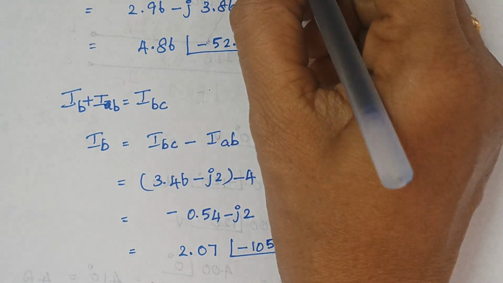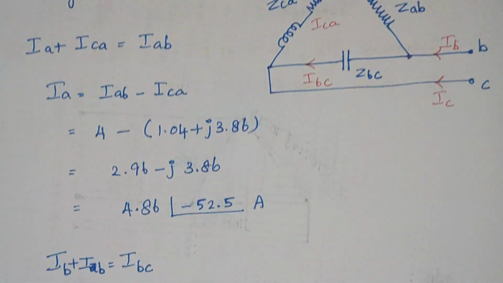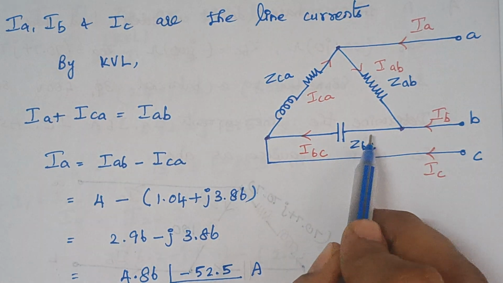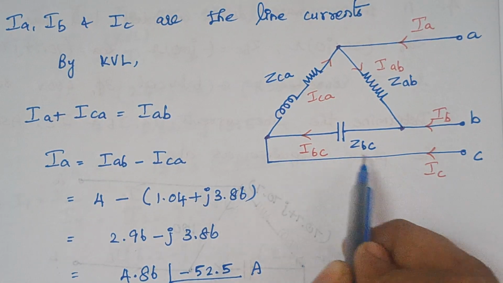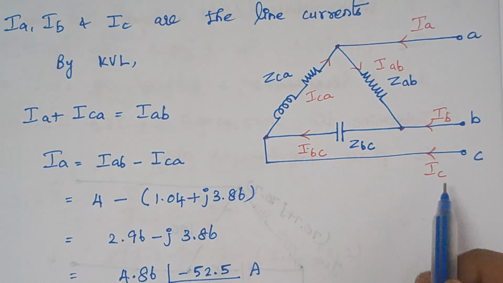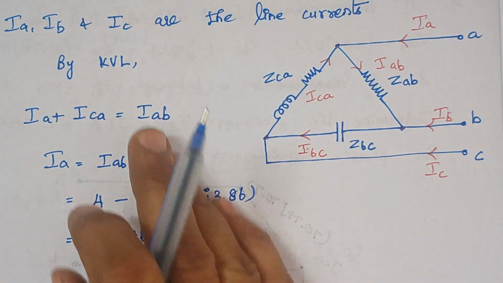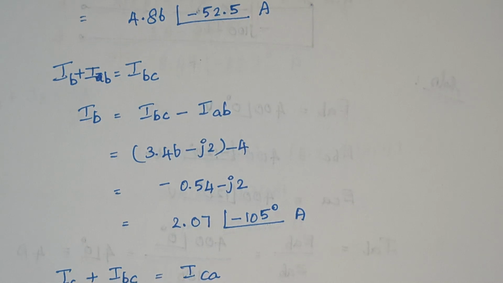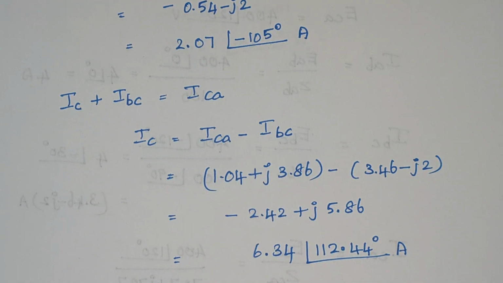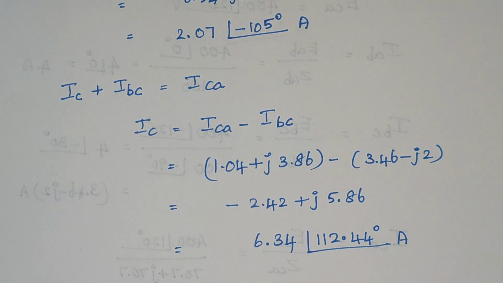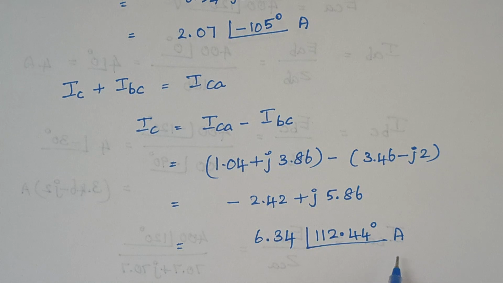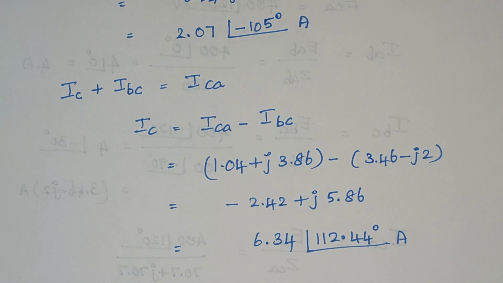And the next thing is we have to consider our node C. When you look at this node C, these two are the currents that flow towards it. So IBC plus IC is equal to ICA. Therefore, just substitute the values and finally the answer is 6.34 with an angle of 112.44 degree amps. So these are all the values of line currents for this given problem.